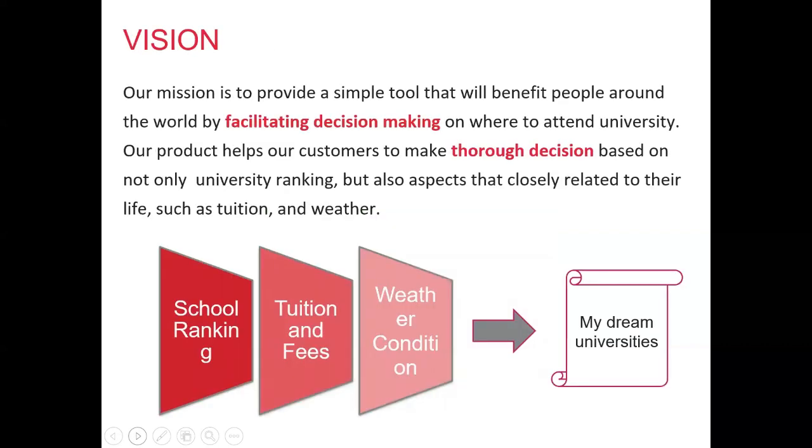We want to provide a product that can facilitate the decision-making process. Students can spend more time preparing the application for the university instead of spending time on information collection. Also, we want to help students make swift decisions, not merely focus on a single factor such as college ranking, and also be familiar with the college they choose before they go to the university. Our product combines school ranking, tuition fees, and weather conditions to help our customers to select their dream universities.